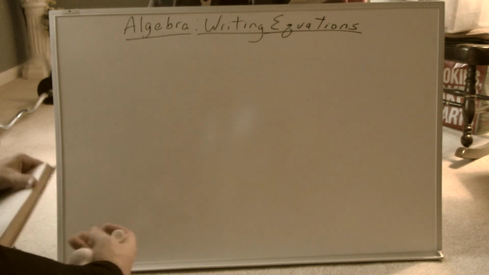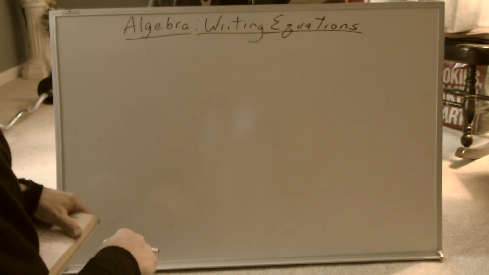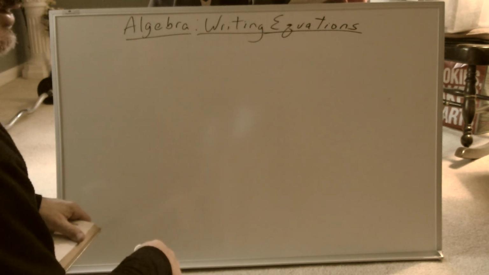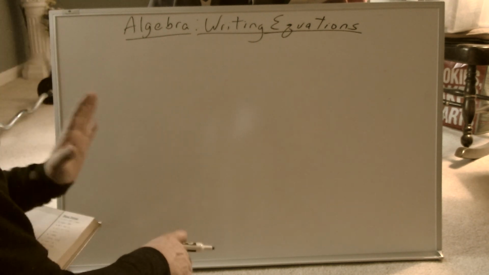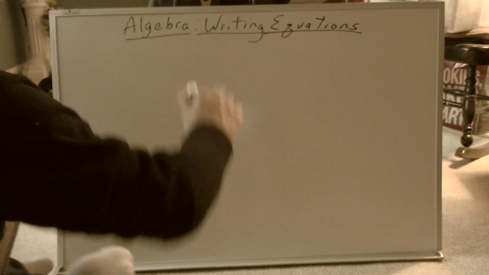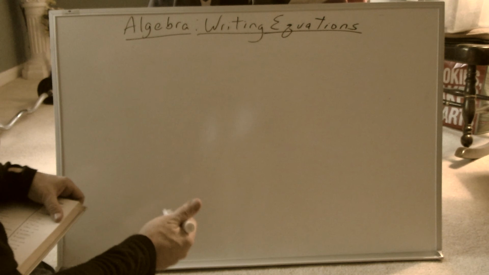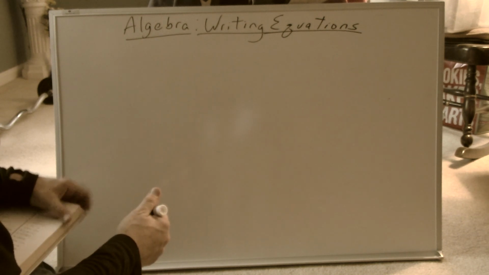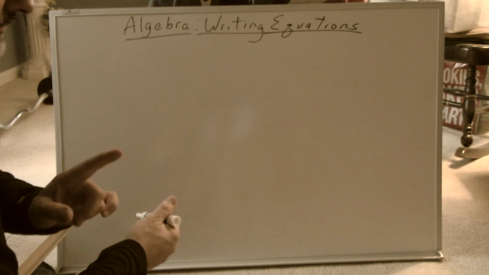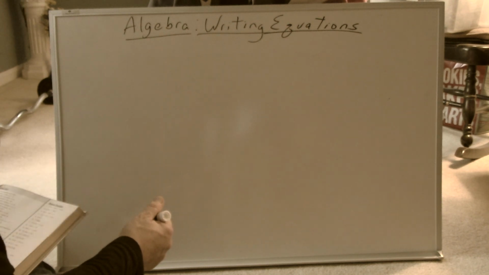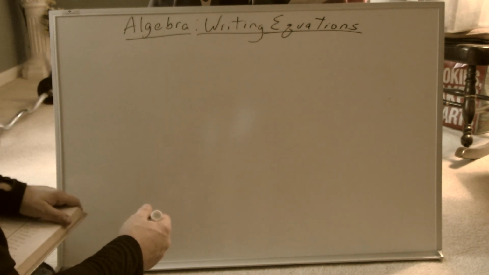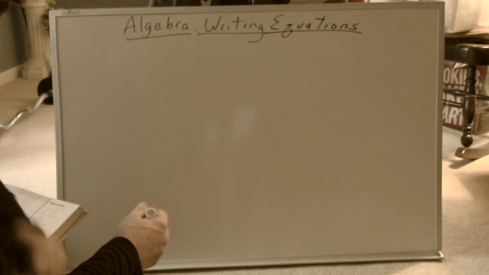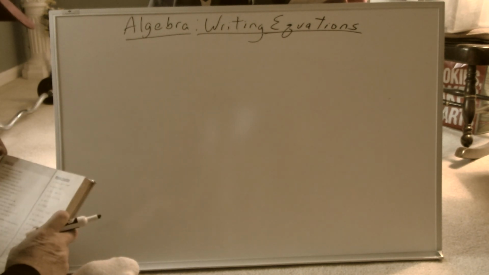Today we're going to talk about writing equations from verbal expressions into algebraic expressions. So we're going from a written statement into an actual equation, and then we'll solve it. Now, an equation is a number sentence, okay? And it has a variable, which is a missing number. And your job is to figure out what that number is. So let's do some.